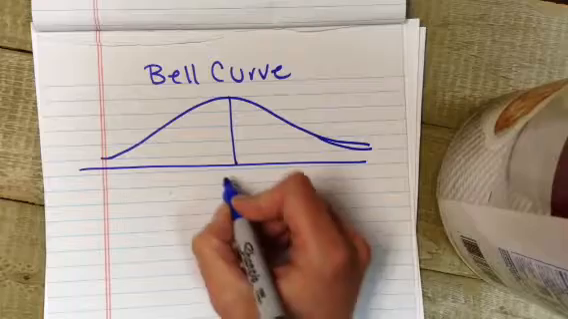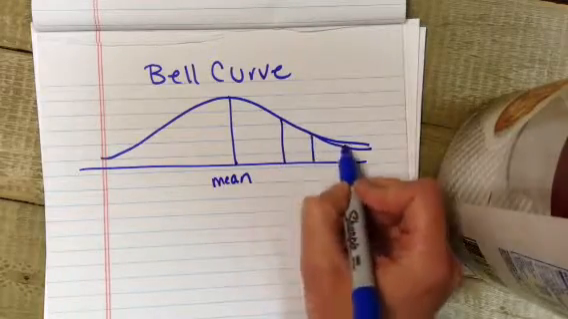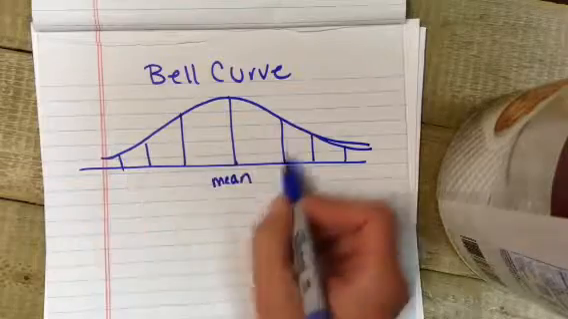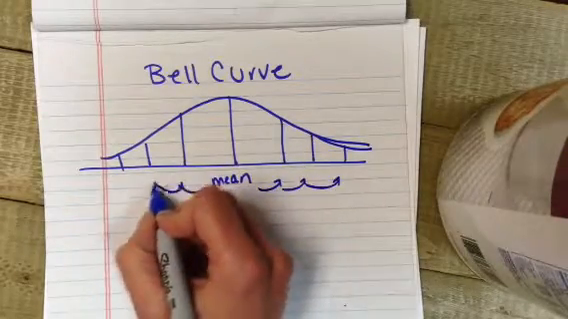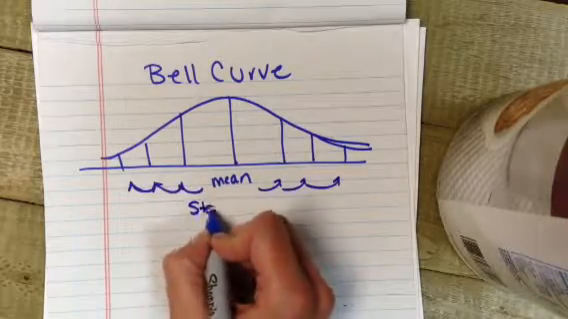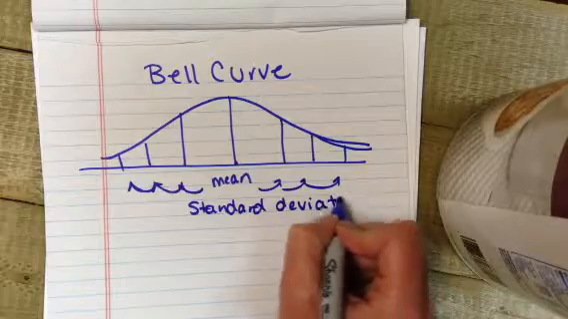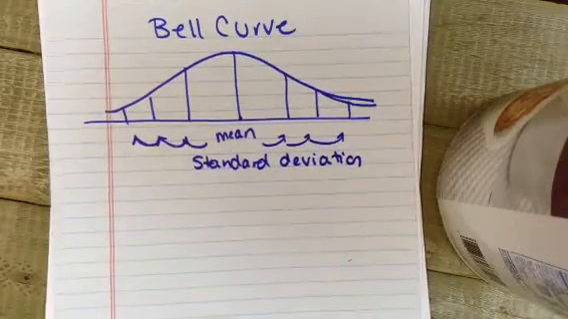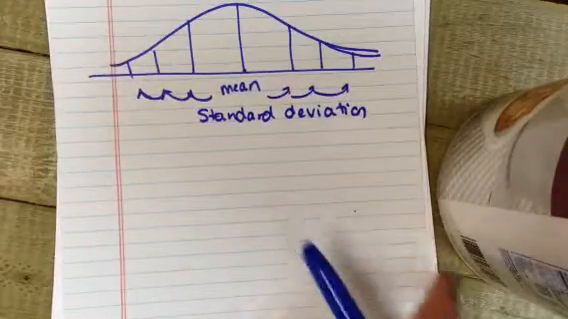The middle of your bell curve would be your mean, or your average, and then your data will move up and down, and each time it moves up or down, that is called a standard deviation. So these are the two pieces of information you need to create a bell curve or to answer questions about a bell curve. You need the mean and the standard deviation.